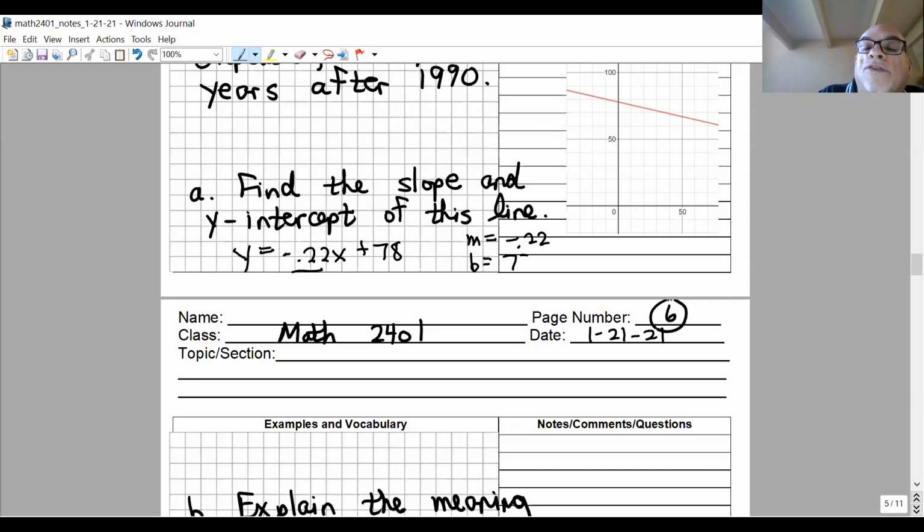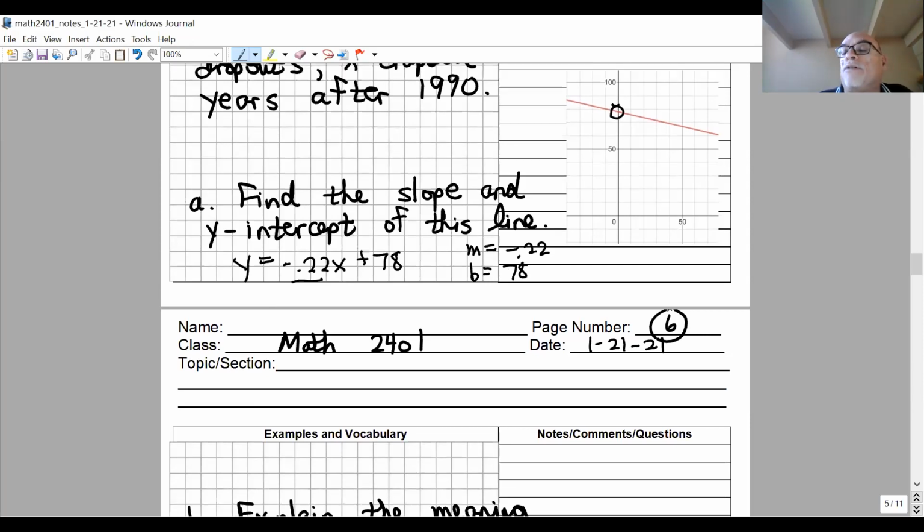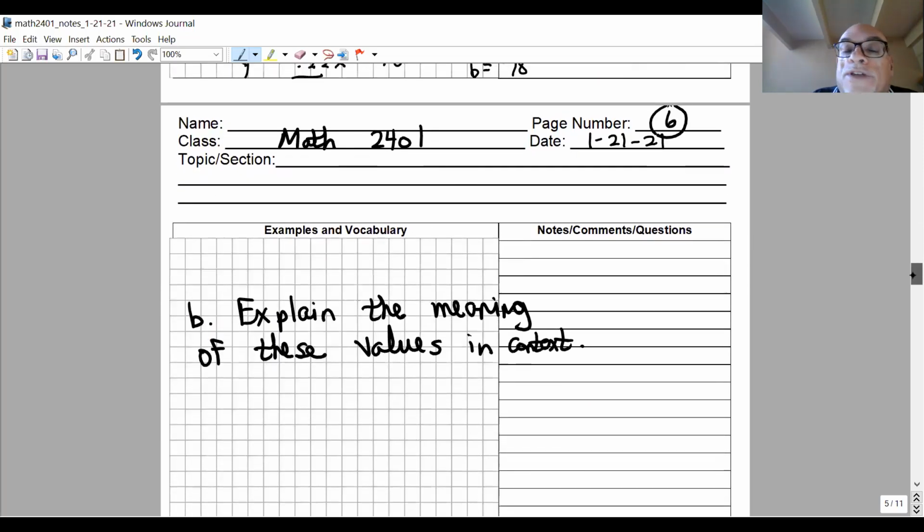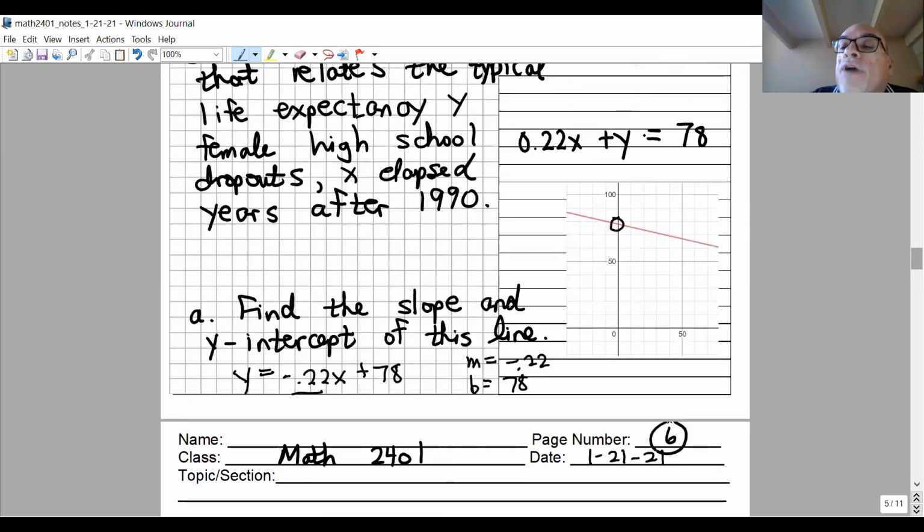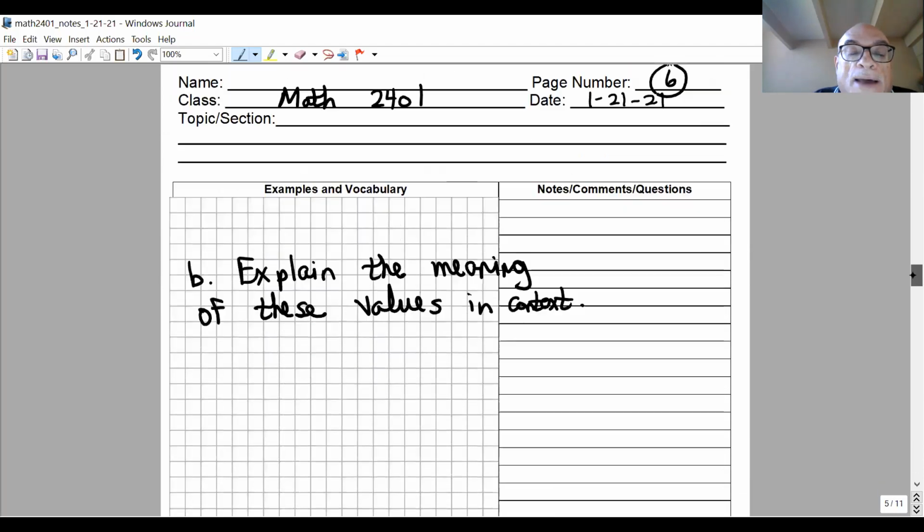Okay. So the y-intercept there is 78, right? So that number right there that we can't see very well, that is 78. All right. So that was easy, right? Very easy question about lines. All we have to do is take our linear relation and write it in slope-intercept form.